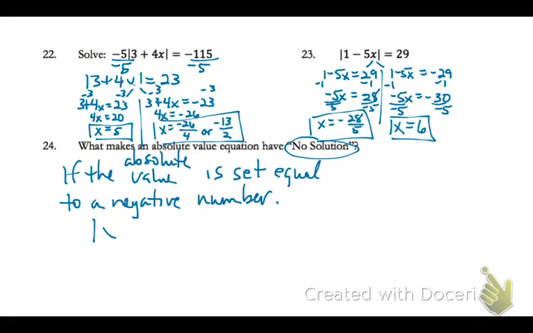So if we had something like x minus 2, the absolute value of that equals negative 3. Absolute value by definition has to be positive, so there would be no solution. Nothing we could plug in for x and take the absolute value of it would give us a negative number.